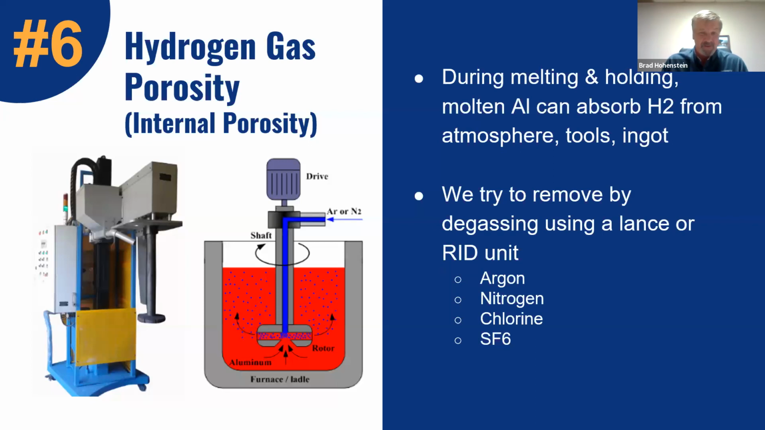When the hydrogen reaches the surface, it actually burns off. So if you have a lot of hydrogen, you actually see flames on the surface. The chlorine and the SF6 actually chemically combine with the hydrogen but bring it to the top in the same manner. Okay, next slide then.